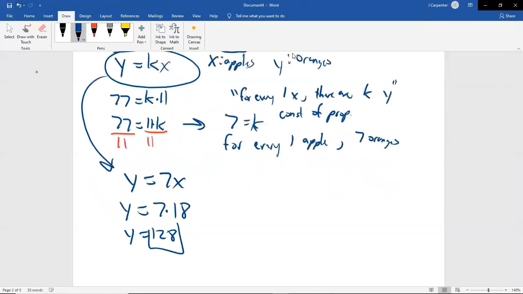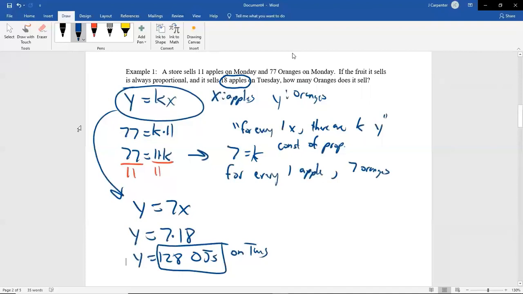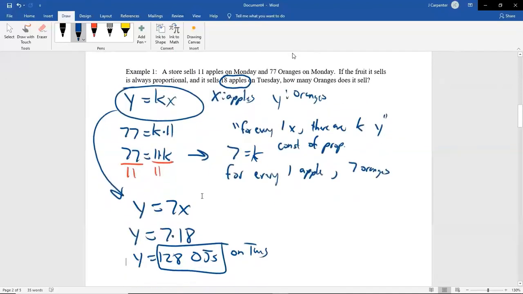So it's not just 126 is the answer. That's wrong. It's not wrong, but it's wrong in a quantitative sense. It's 126 oranges. That's the real answer, and you can even be more specific on Tuesday. So if it sold 18 apples on Tuesday, how many oranges did it sell on Tuesday?